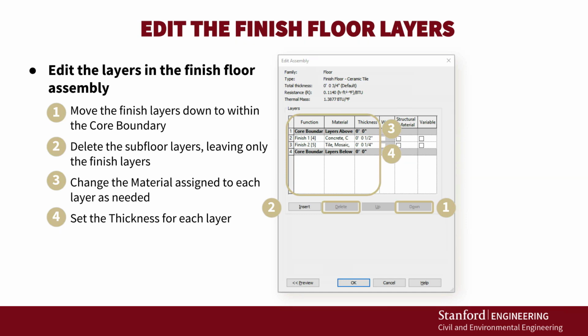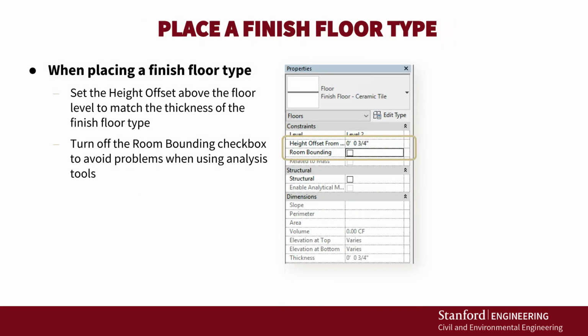Then we'll delete the layers that were associated with the subfloor assembly, leaving only the finished layers within that core boundary. Again, we can change the materials assigned to each of the different layers as needed, and set the thickness for each layer. After you've defined subfloor types and finished floor types, we can place them in the model.